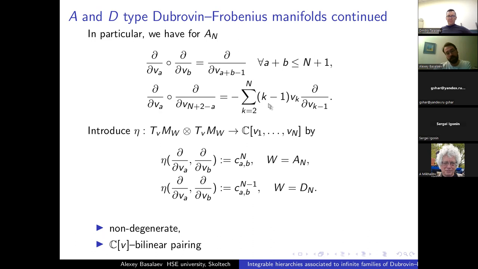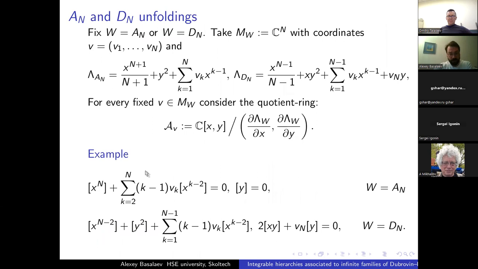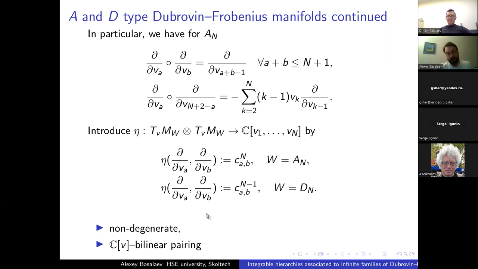And now what is written on the next line? On the next line, we get exactly the same as written in here. X, the class of x to the power n is equal to minus sum of k minus 1 vk multiplied by classes. Yeah, this is the same as written on the second line on this slide. So this is about the product. In this way, we get the product. So this product will be automatically commutative and associative because it was commutative and associative in AV.